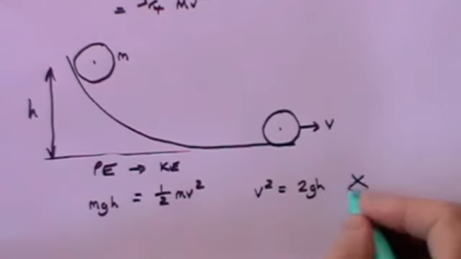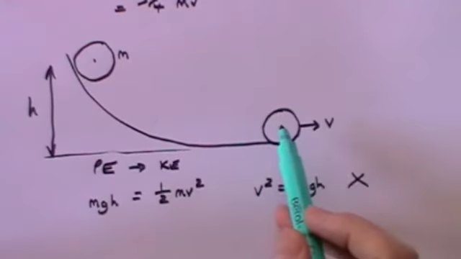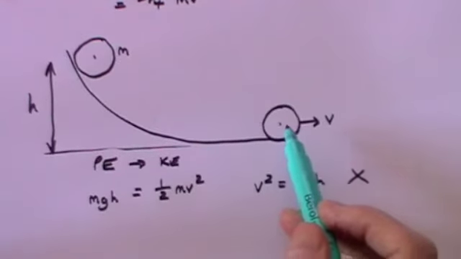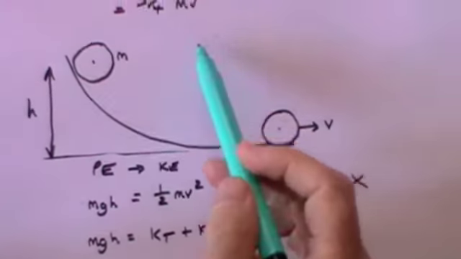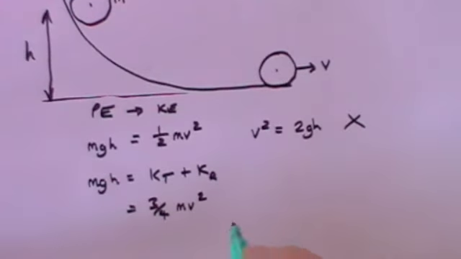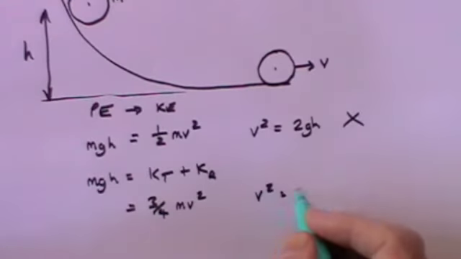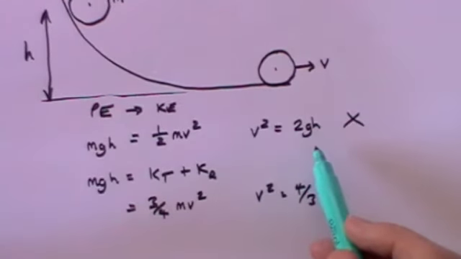And that would be wrong, because we've forgotten that there is also rotational kinetic energy here. And so now we have to say that mgh is equal to the kinetic energy of translation plus the kinetic energy of rotation. And we showed that that was 3/4 mv squared. So that equals not half mv squared, but in this case 3/4 mv squared, and that means that v squared is 4/3 gh, not 2gh.